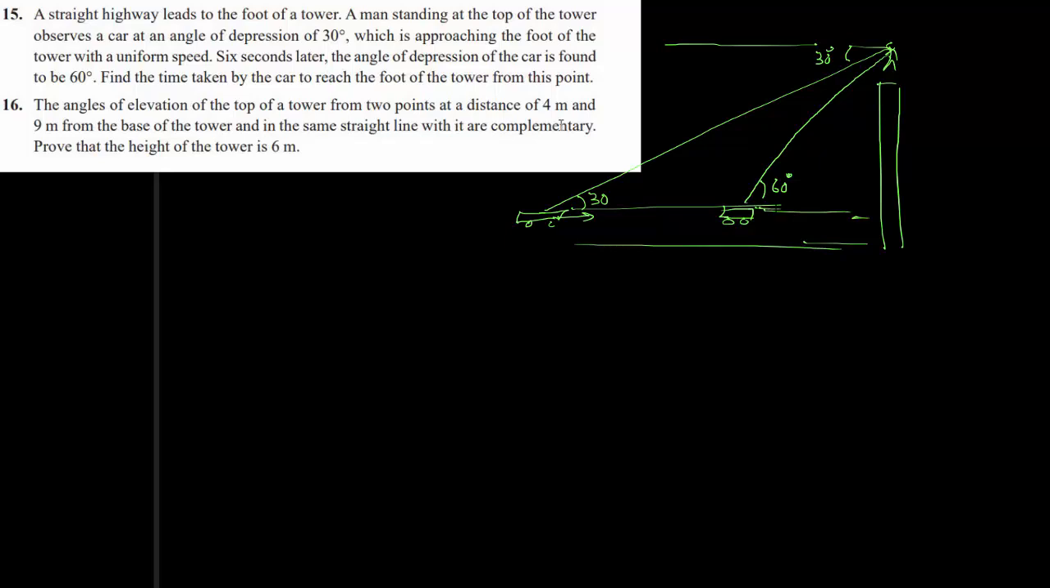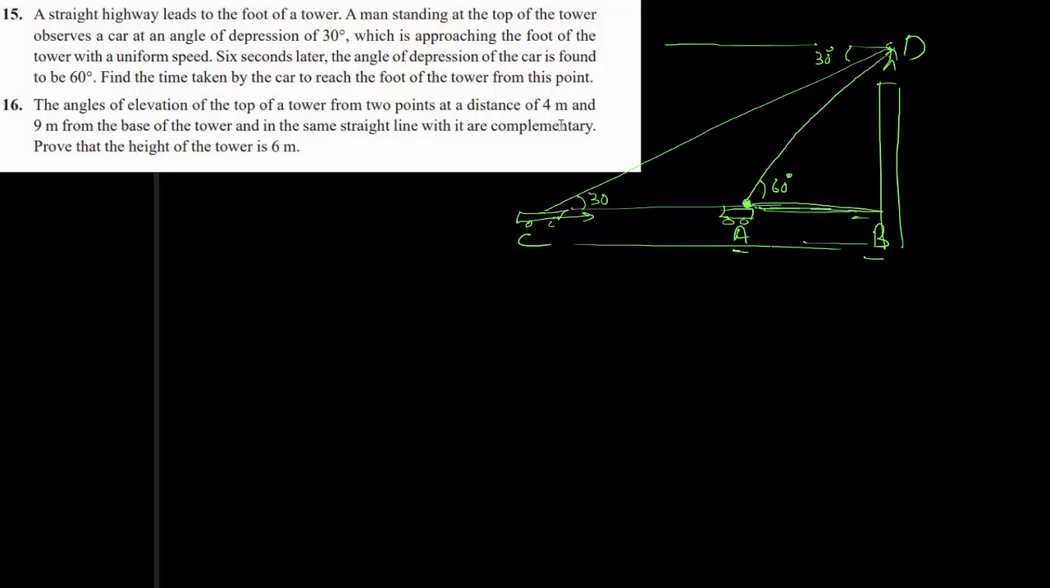So we have to calculate this distance and the time taken to move this distance, because actually we have to calculate the time which it takes by the car to reach the foot of the tower from this point, from point A, for example. This point is A, this is B, and this is C, and this is D. So we have to calculate the time taken from point A to point B by the car.